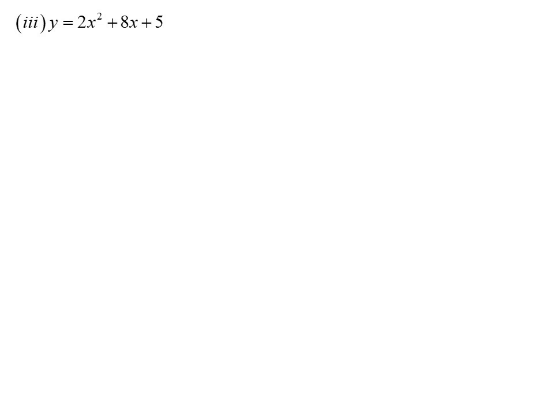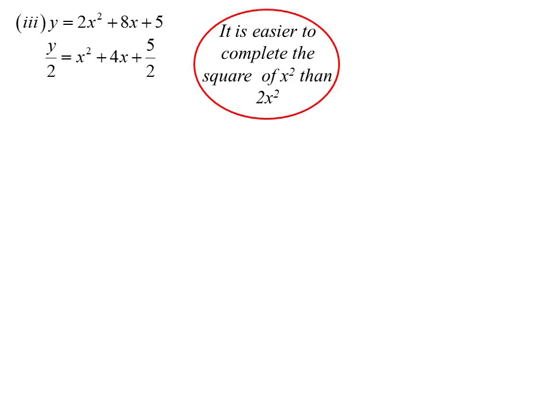y equals 2x squared plus 8x plus 5. Well, I want it written as x squared. I find that easier to work with when completing squares and things like that. So I'll divide everything by 2. That's the first thing I'm doing there. Now I can complete the square.